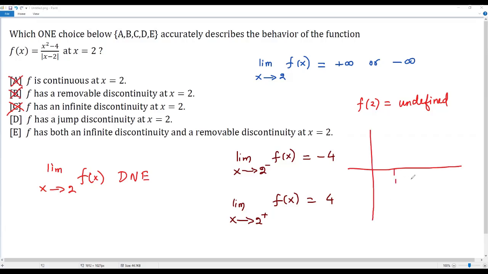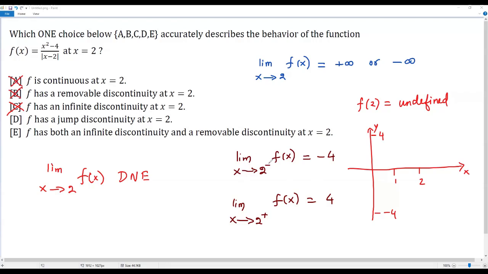Here we have 1, here we have 2, here let's say this is 4, and here we have negative 4. This is the x-axis and this is the y-axis. Instead of f of x, we can consider a y value over here, because in any function we have f of x, and instead of f of x, we can consider y.